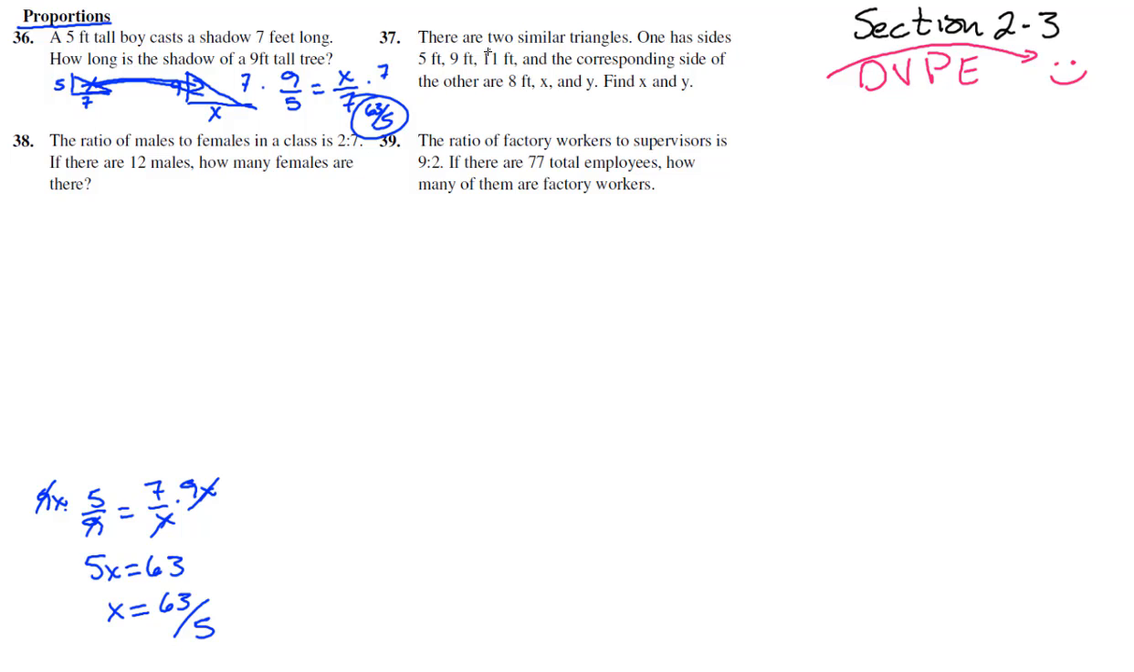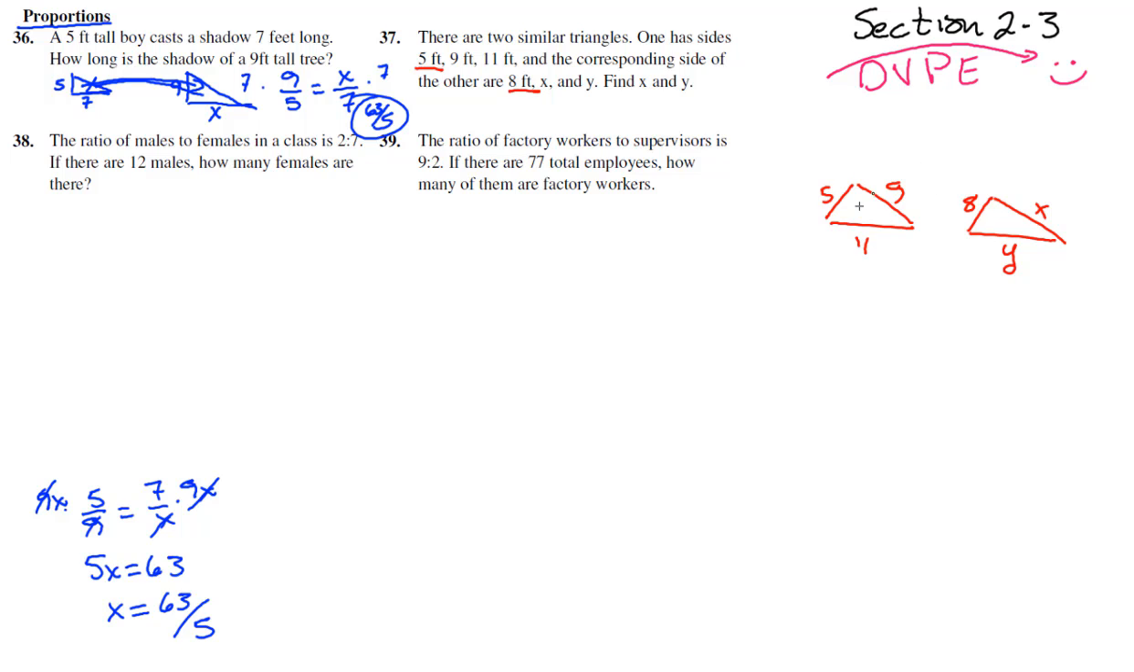Let me see, number 37. There are two similar triangles. One has 5, 9, and 11. So let's draw that triangle over here: 5, 9, and 11. And the other guy has corresponding sides. So 8 corresponds to 5, the next one corresponding to 9 is x, and y corresponds to 11. Okay, so there's where we go.